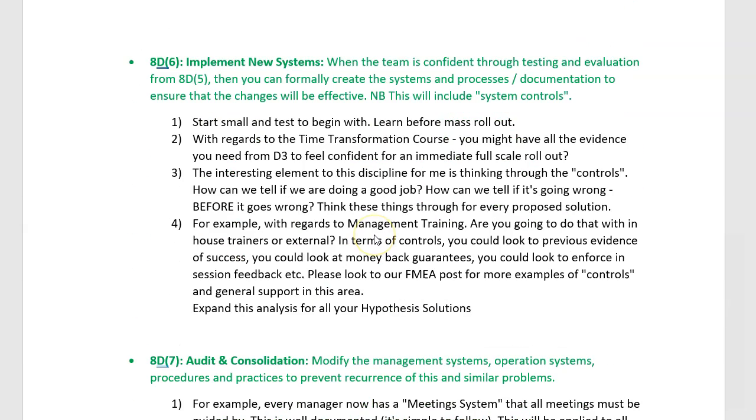8D Discipline 6, implement new systems. Now comes the time to implement the hypothesis solutions. Start small and test to begin with. Learn before mass rollout. With regards to the time transformation course, you might have all the evidence you need from D3 to feel confident about an immediate full-scale rollout.